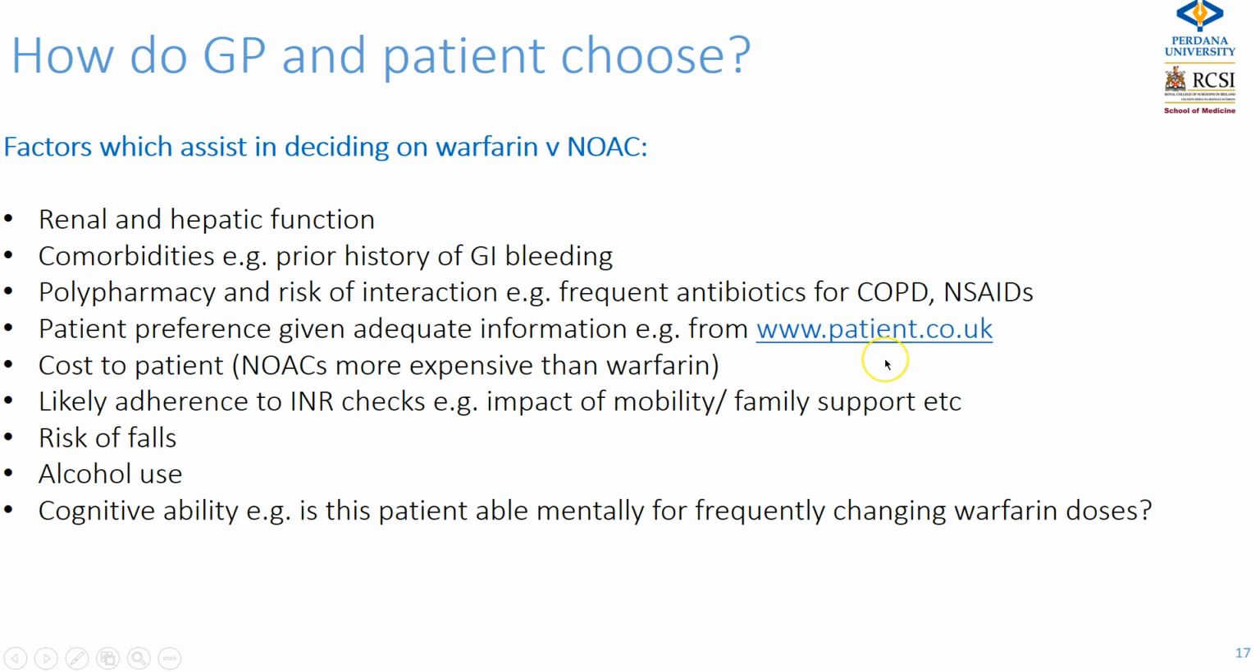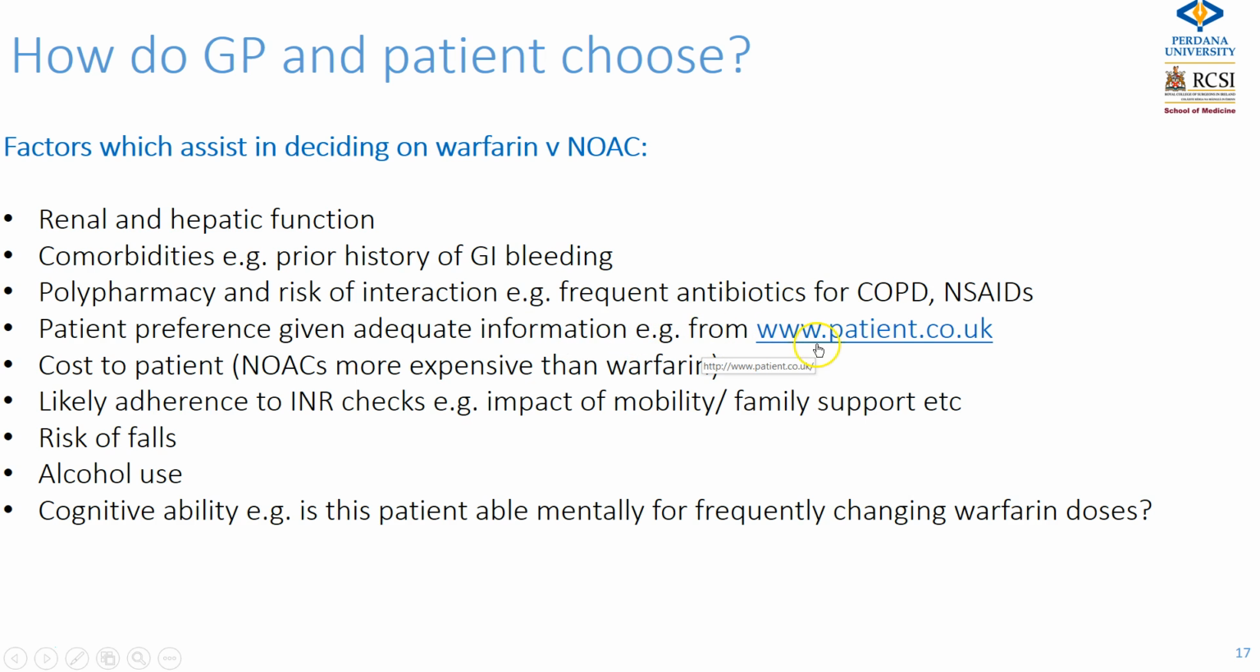These are linked to each of those drugs in the BNF for you to quickly recap. So how do GPs choose? How do patients choose? Well, there may be certain factors that might help in deciding between warfarin and a NOAC. If there's renal and hepatic dysfunction, if there are comorbidities, for example, prior history of GI bleeding, you have more GI bleeding with NOACs, and NOACs have not been tested in people with renal impairment. If there's polypharmacy and risk of interaction, for example, frequent antibiotics for COPD, people on NSAIDs, you may prefer a NOAC to warfarin in that situation.